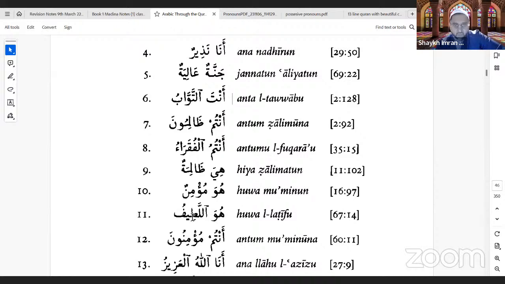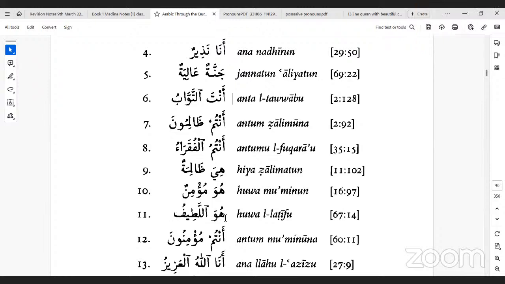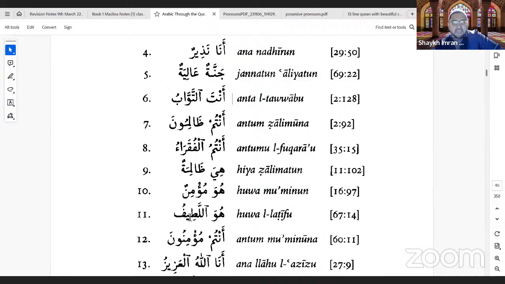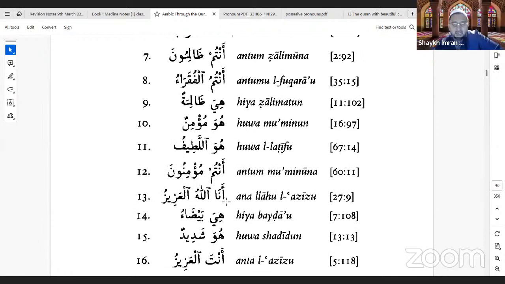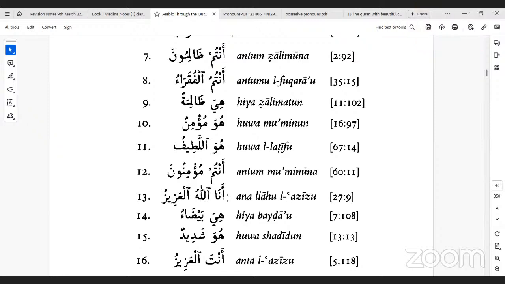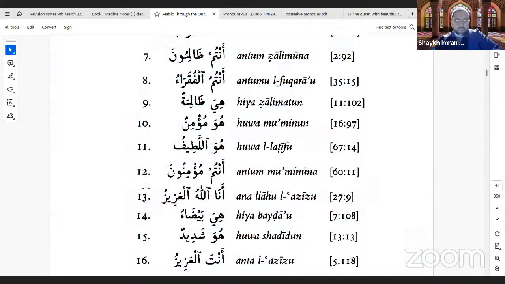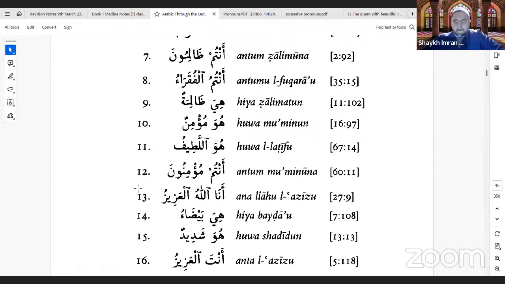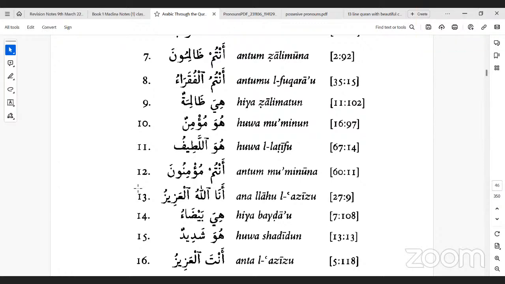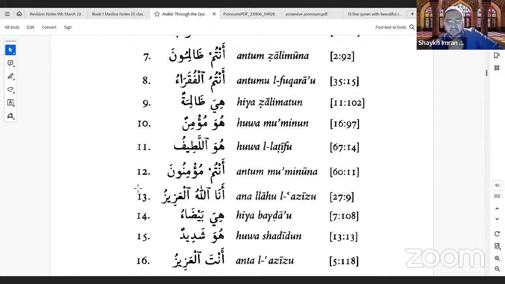So here, huwa latifu, verse number 11. How would you translate that? Latif is gentle, delicate. So huwa latifu, he is gentle, and huwa is referring to Allah subhanahu wa ta'ala. Then in ayat number 13, Anallahul Azizu. Who does Ana refer to? Ana is Allah referring to himself. How would you translate that? I am Allah, the Aziz, the great, the mighty.